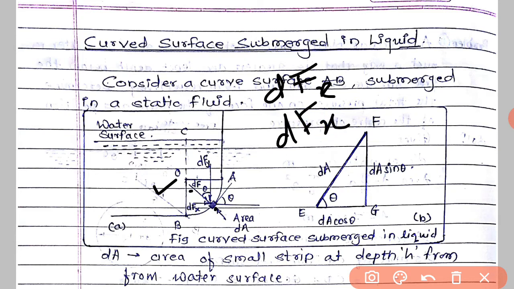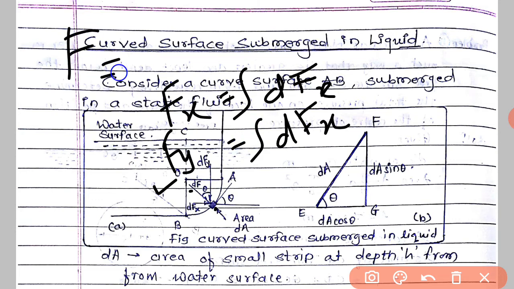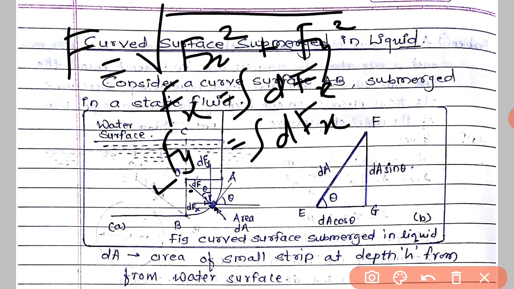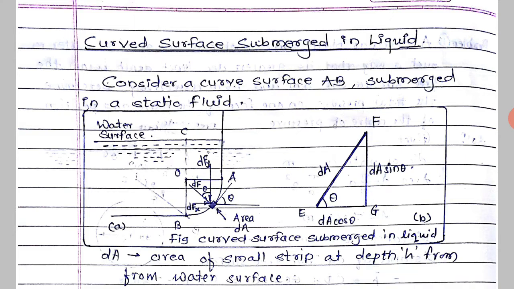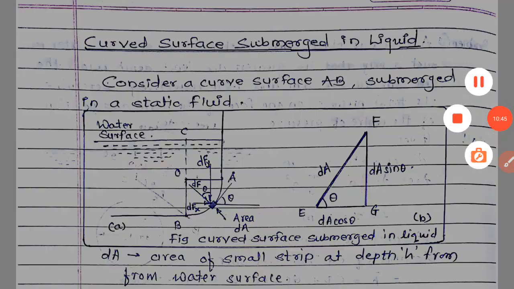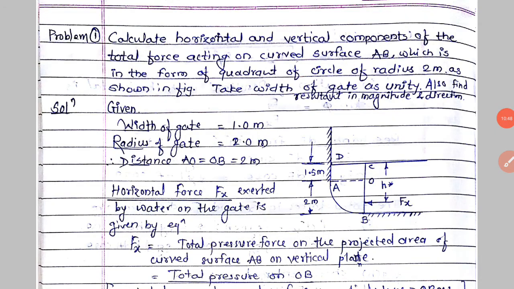And then we have to obtain Fx by integrating dFx and Fy by integrating dFy, and resultant force capital F will be given by square root of Fx square plus Fy square, and direction will be tan theta or tan phi is equal to Fy upon Fx. So this is expression for curved surface submerged in liquid. Now we are going to see numerical on curved surface submerged in liquid.